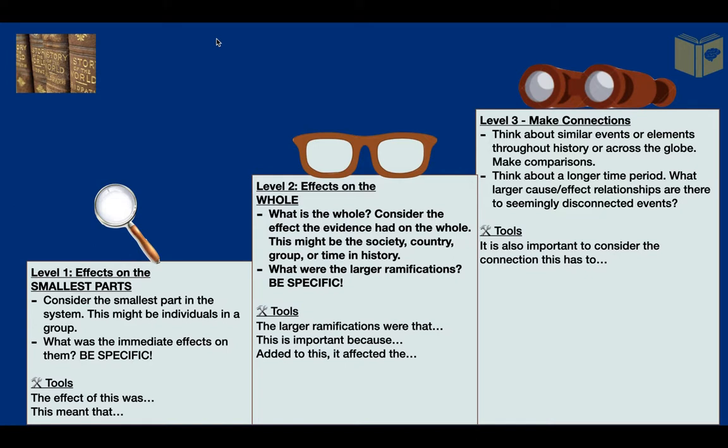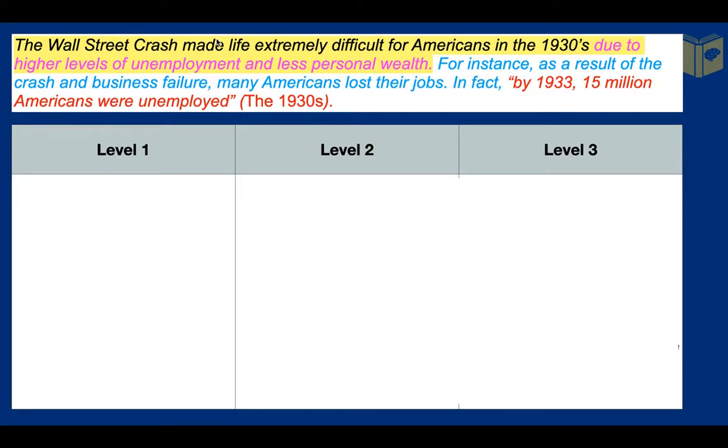So let's look at some more concrete examples of this. Now, in English, as we're doing our Of Mice and Men unit, students have to look at 1930s America, and we write a non-literary essay. Now, let's say the student has a claim about the Wall Street crash making life difficult for Americans due to high levels of unemployment and less personal wealth. And their evidence for this is that by 1933, there are 15 million Americans who are unemployed. Well, the student needs to analyze this piece of evidence.